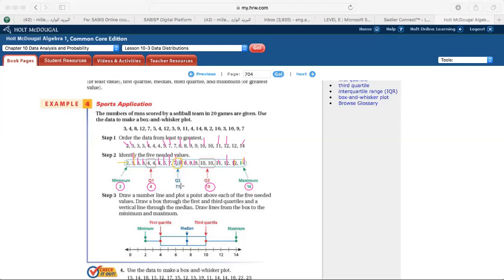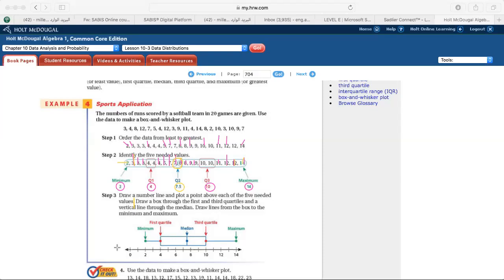7.5. So now I get the second quartile. The second quartile is the median of the whole set. The third quartile, Q3, is the median of the second set. And the minimum and the maximum. Okay, step 3. Draw a number line and plot a point above each of the 5 needed values. Okay, I will stop here.